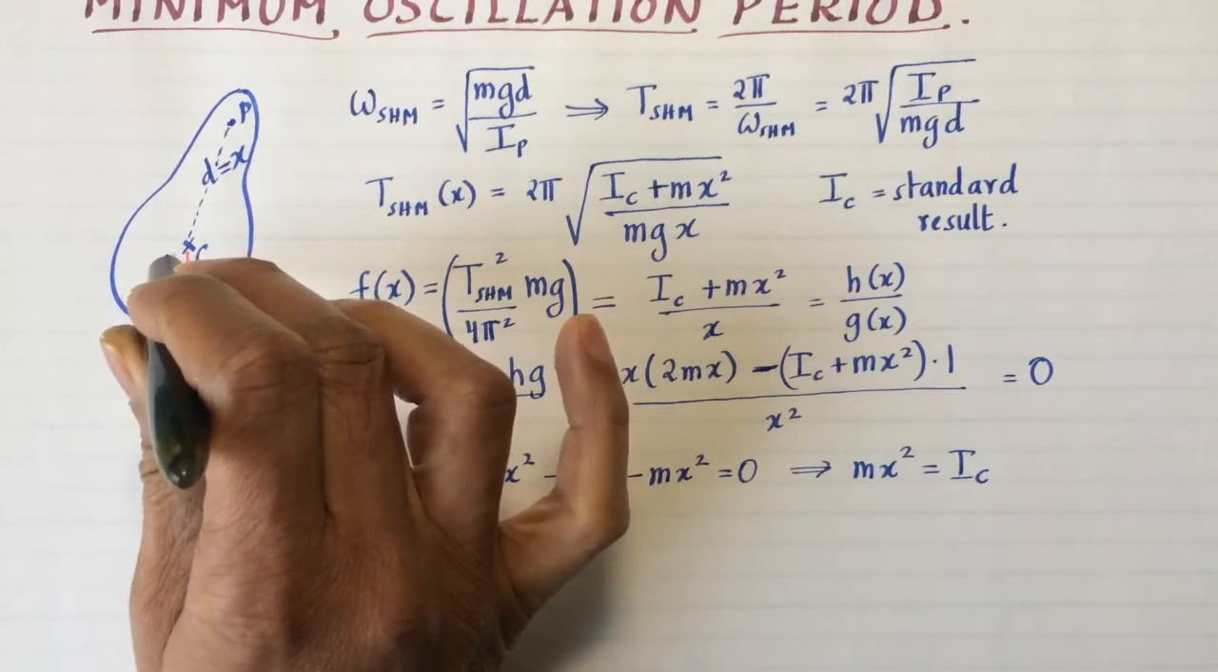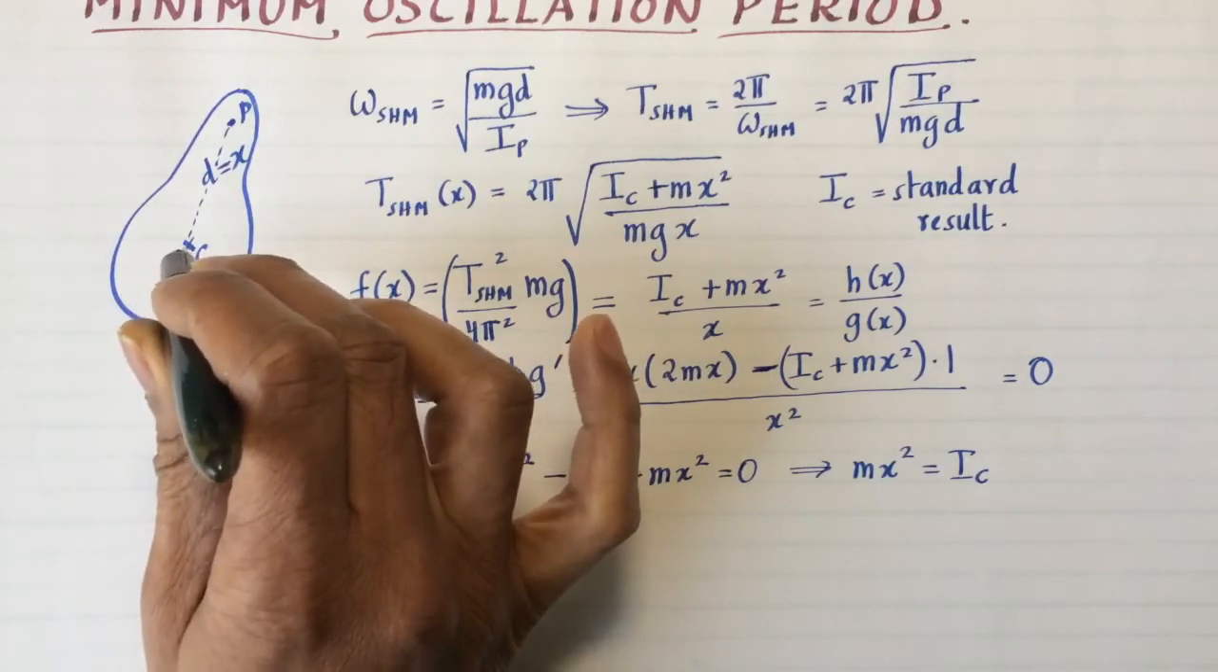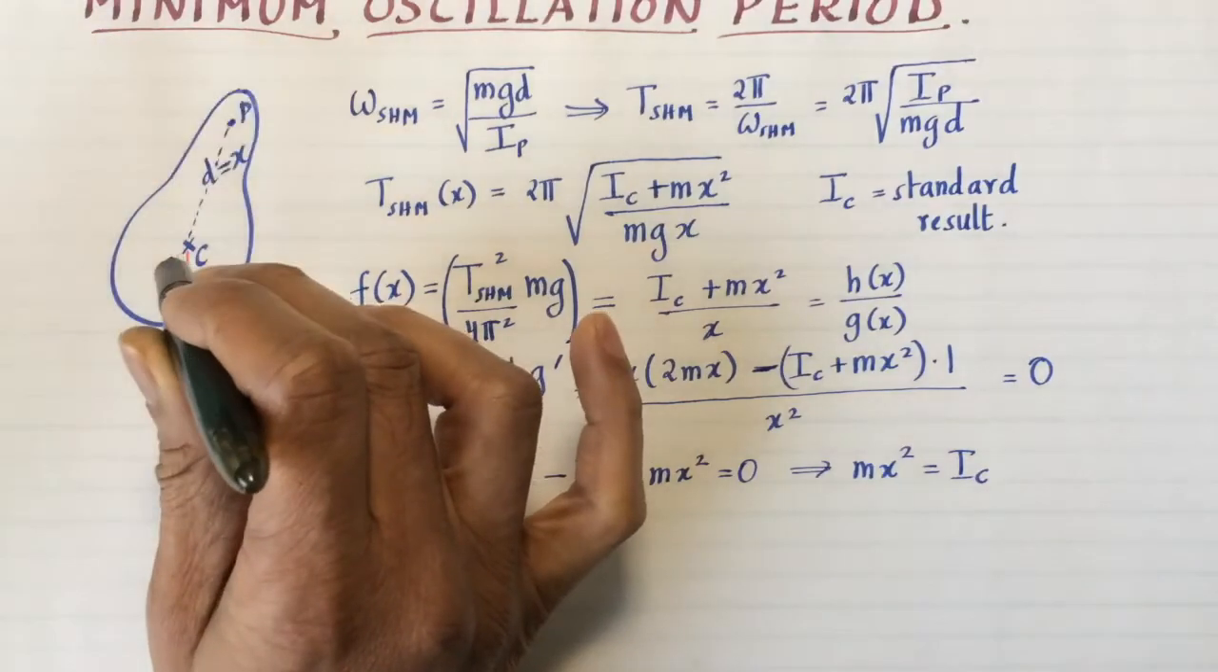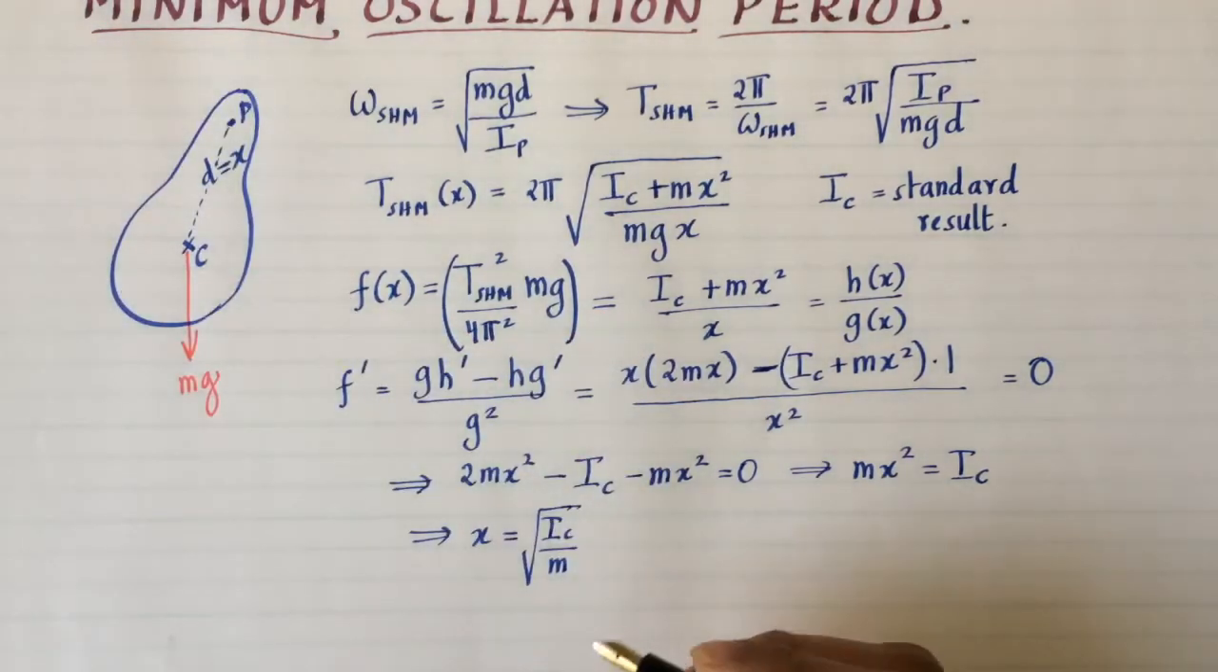Why is that? Because then it hardly moves. It never moves. It just stays where it is. So that's the maximum period, which is infinity. So this has to be the minimum period. You can use that argument if you like.